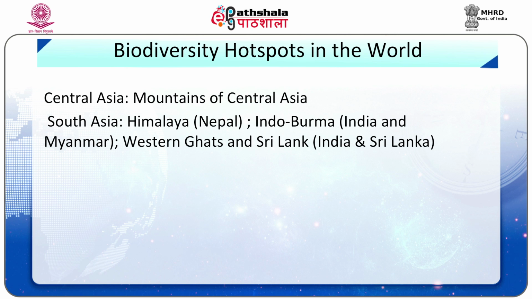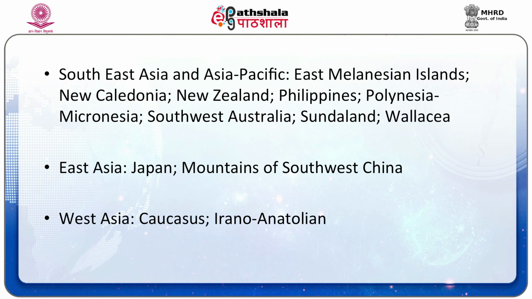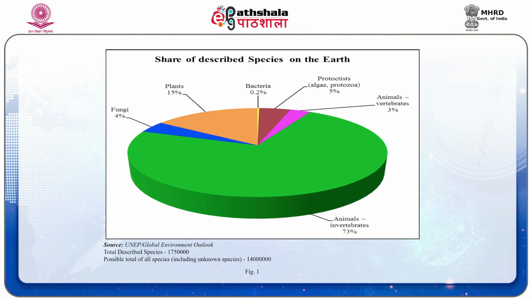Number 6, Central Asia: mountains of Central Asia. Number 7, South Asia: Himalaya, that is Nepal, Indo-Burma, that is India and Myanmar, Western Ghats and Sri Lanka, that is India and Sri Lanka. Number 8, Southeast Asia and Asia-Pacific: East Melanesian Islands, New Caledonia, New Zealand, Philippines, Polynesia-Micronesia, Southwest Australia, Sundaland, Wallacea. Number 9, East Asia: Japan, mountains of Southwest China. Number 10, West Asia: Caucasus, Irano-Anatolian. Figure 1 shows the share of described species on the earth.